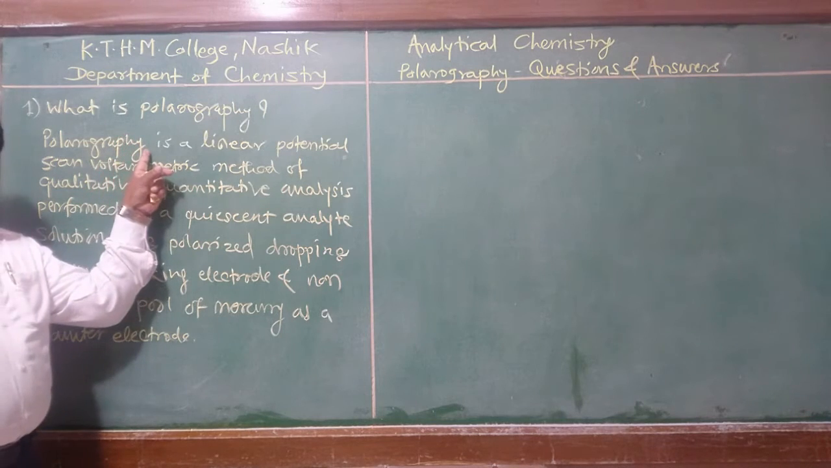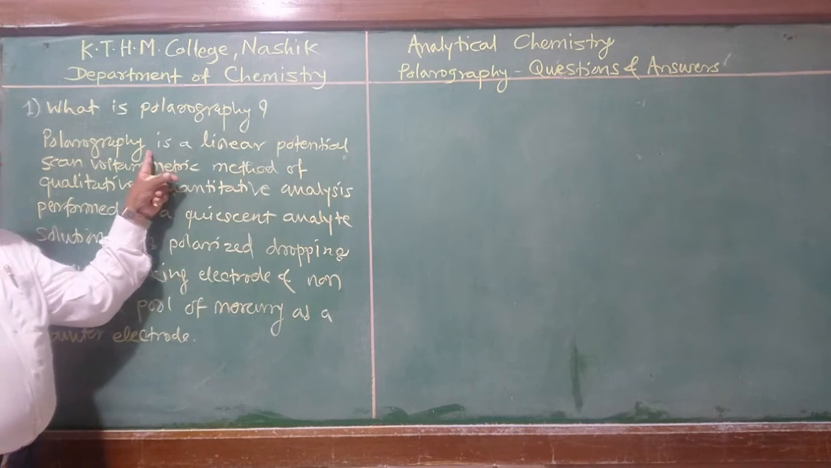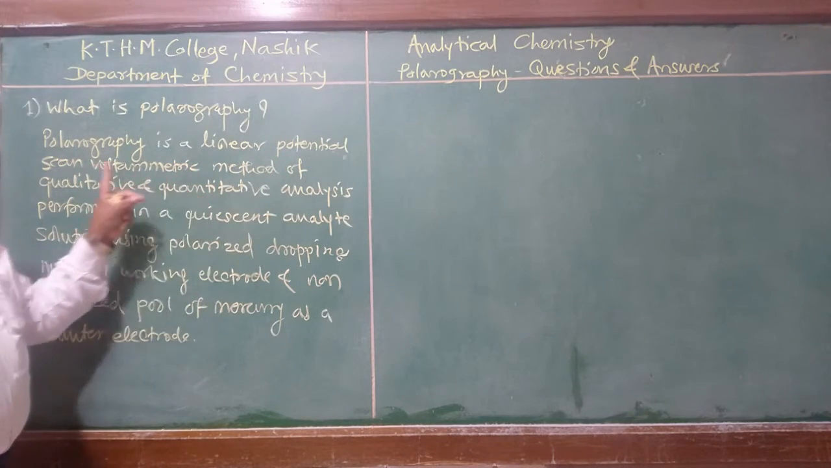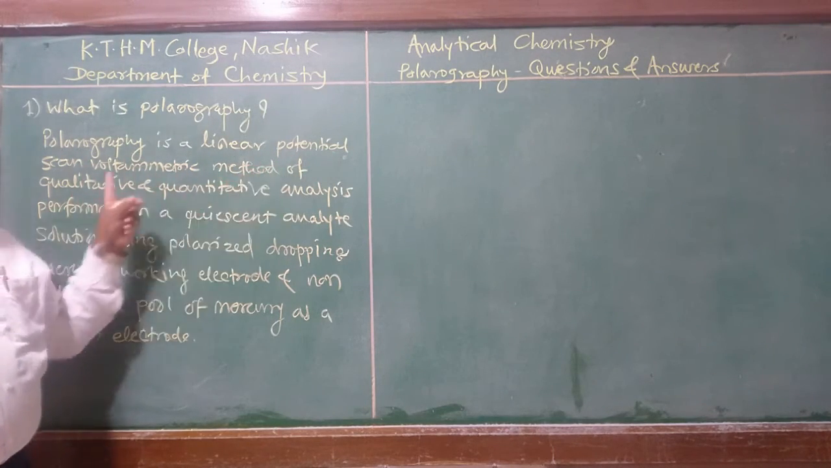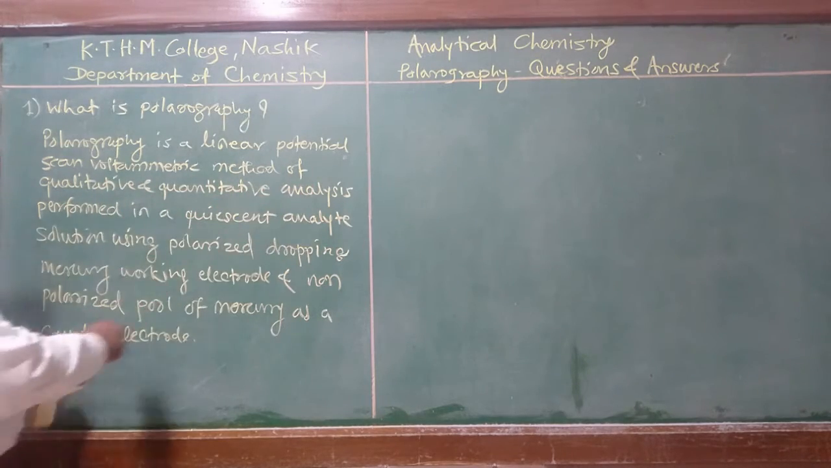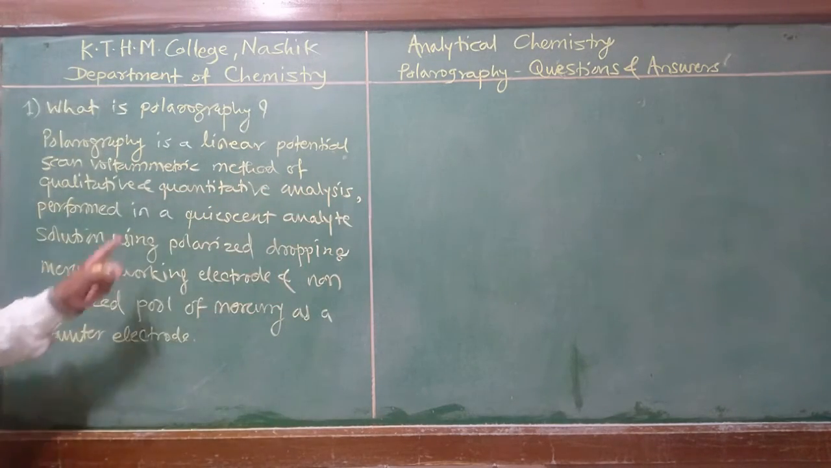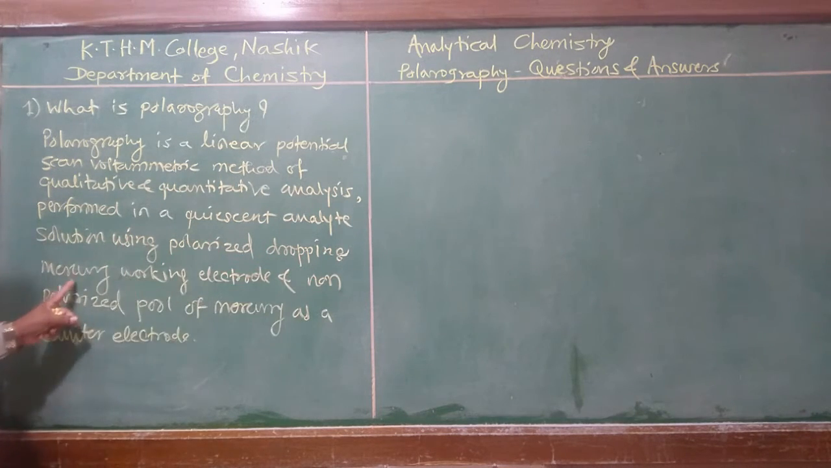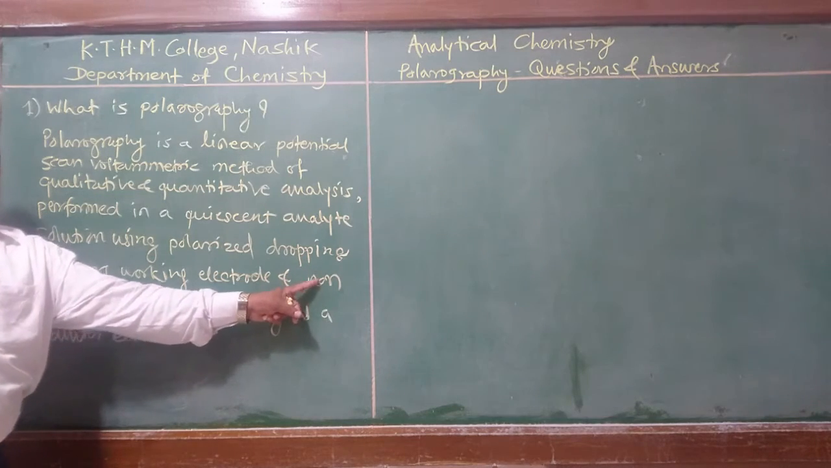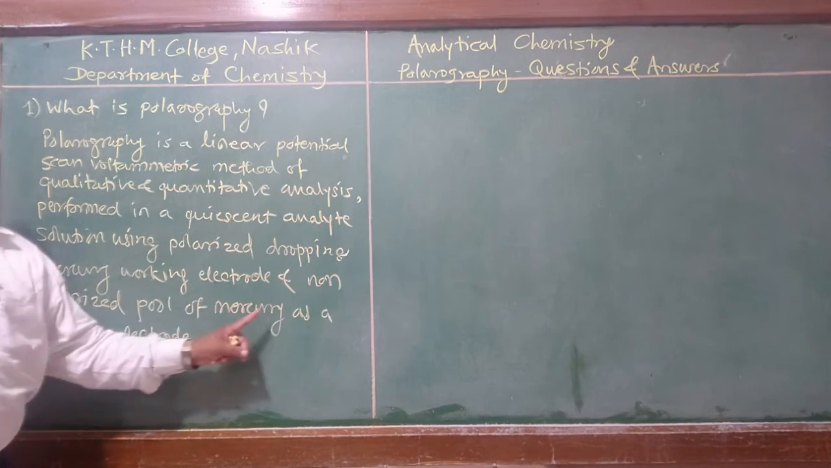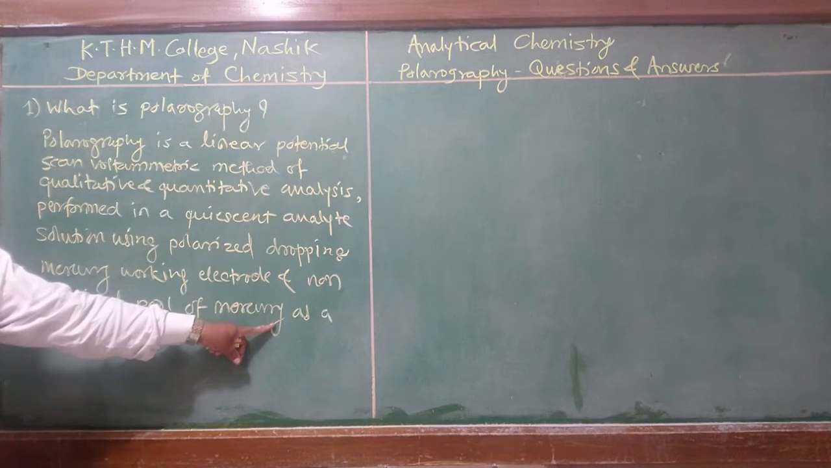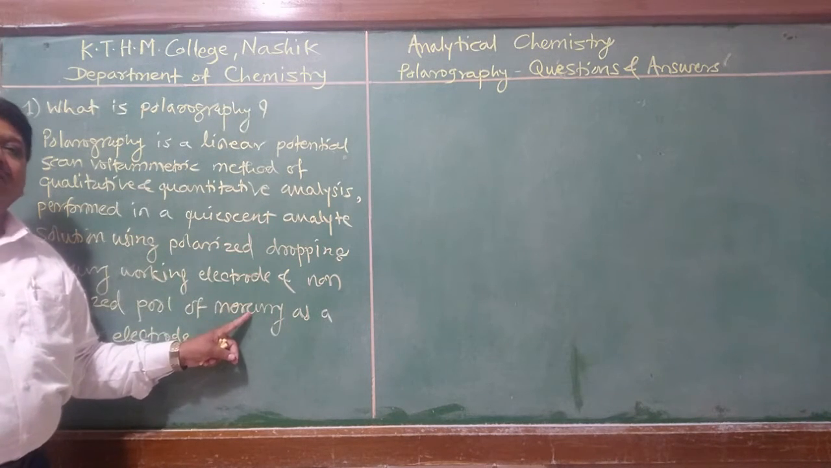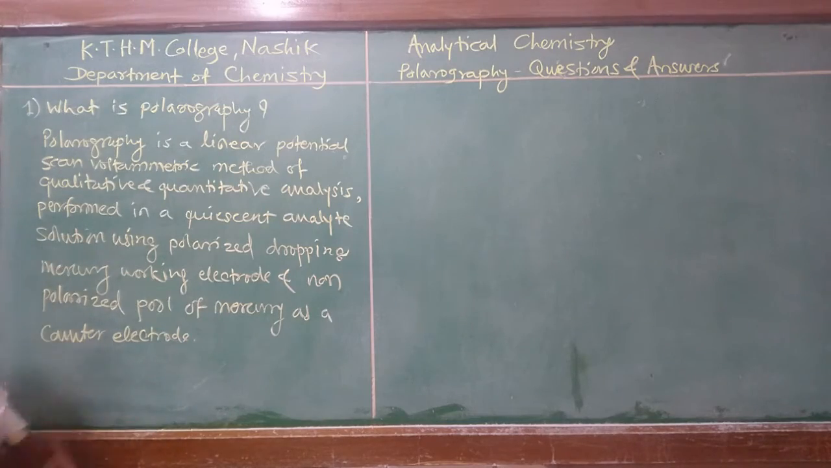Polarography is the first invented voltammetric method. It is a linear potential scan voltammetric method, a method of qualitative and quantitative analysis, performed in a quiescent analyte solution using a polarized dropping mercury electrode as a working electrode and a non-polarized pool of mercury as a counter electrode. That means both the working electrode as well as the counter electrode in polarography are mercury electrodes.